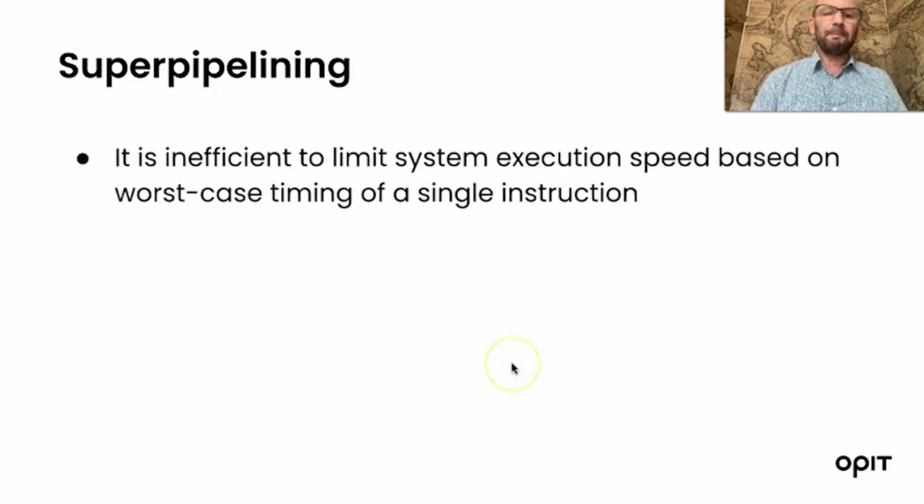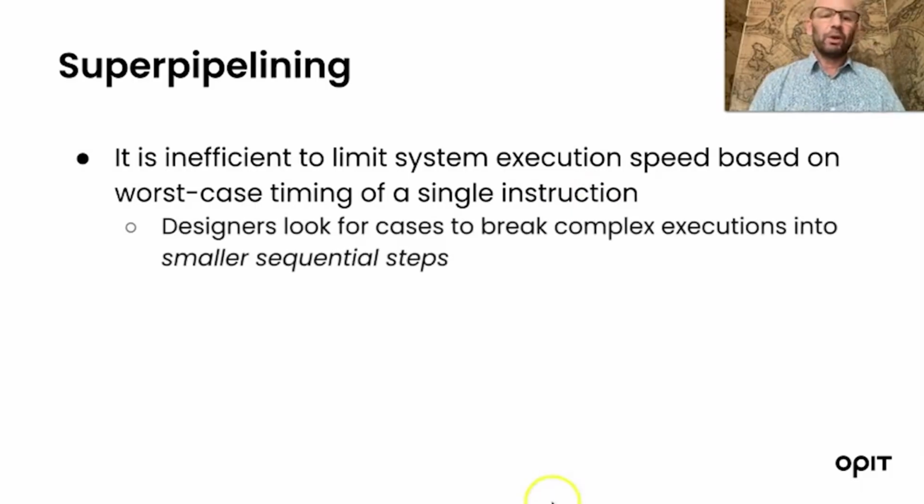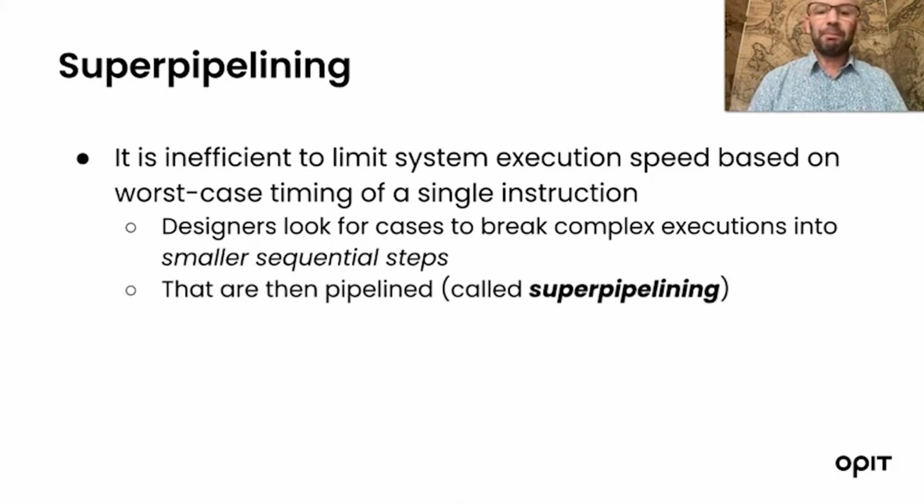So with super pipelining, it is inefficient to limit system execution speed based on what we call the worst case timing of a single instruction. So how do we handle that then? If we want to avoid this worst case, we can look for cases to break a complex execution into smaller sequential steps. Okay, so what we would say is providing a higher level of granularity to an instruction to more efficiently process it. Perhaps we can break that down and perform some of that in parallel. That would be the ideal, right? And so we then pipeline those, again, called super pipelining.